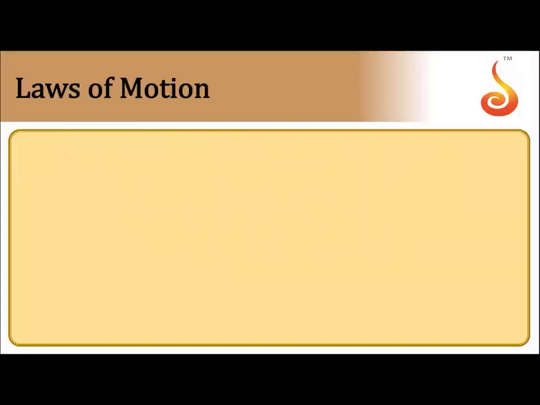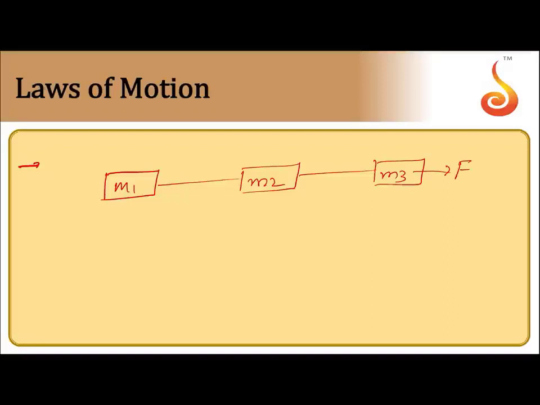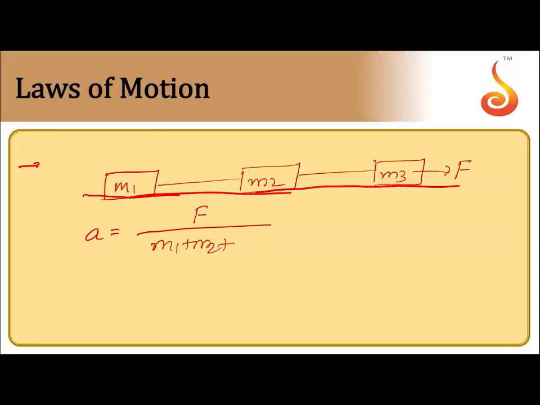One more case. This time I have m1, m2 and m3, and I am applying a pulling force F, and this entire system is kept on a smooth horizontal surface. What are the relations? Acceleration of the system is simply F divided by m1 plus m2 plus m3. Suppose the tension in this string is T1, the tension in this string is T2. Then T1 is equal to m1 F divided by m1 plus m2 plus m3.